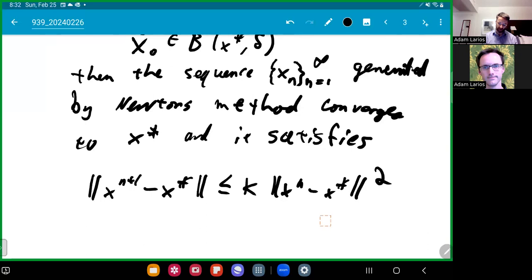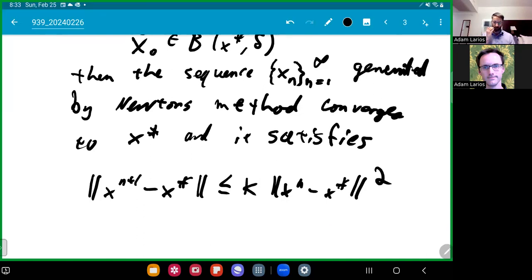If my error at some stage is, say, 1/2, then one step later my error is a quarter. A step after that, my error is not just an eighth, it would be a quarter squared, so my error is now 1/16, and so on. You get this very, very fast decrease in the error.